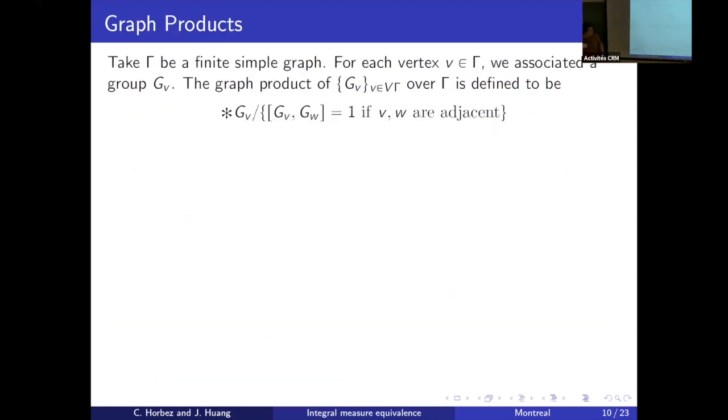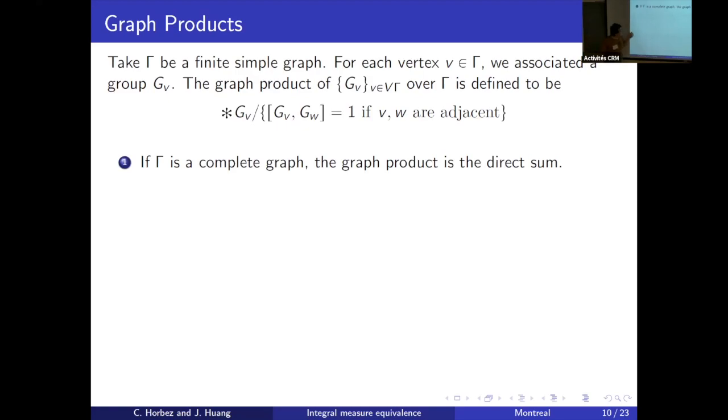Now I want to look at the class of groups I want to study: rectangle Artin groups. I will still make a definition, even though I believe most of you know it. I want to define it in the more general context of graph products. I take gamma to be a simple graph, and for each vertex I associate a group, the vertex group. The graph product is: I start with the free product of all the vertex groups, and then I demand that two vertex groups commute if the two vertices are adjacent. So if gamma is a complete graph, then the graph product is a direct sum of all these vertex groups because they all commute with each other. And if it's discrete, then the graph product is a free product.